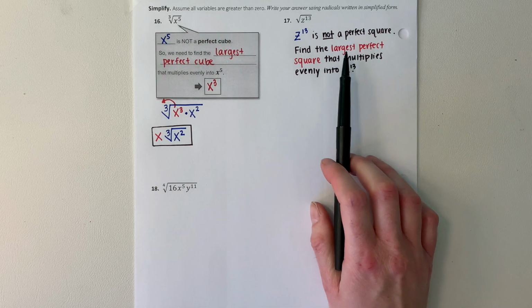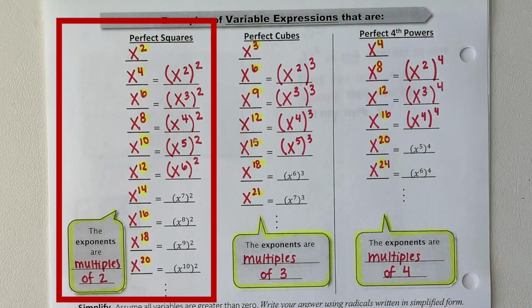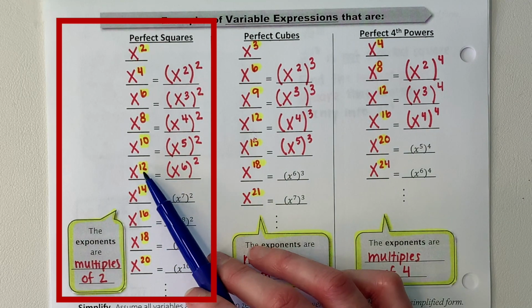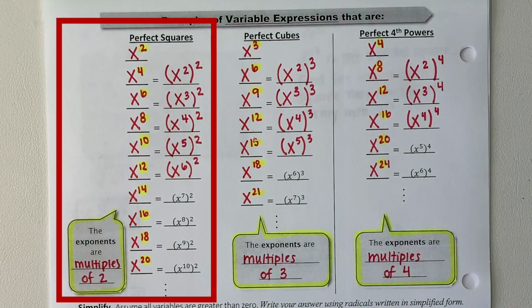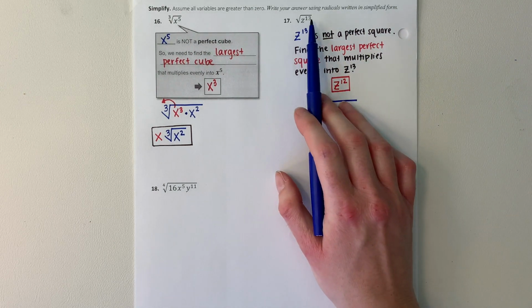So we need to find the largest perfect square that multiplies evenly into z to the 13th. Let's use our trick. So let's look at our list of perfect squares. And if we're looking for the largest perfect square that multiplies evenly into z to the 13th, we need to find the exponent as close to 13 as we can get, but it has to be less than 13. The exponent on this list that's as close to 13 as we can get, but less than 13 would be 12. So that means that z to the 12th is the largest perfect square that multiplies evenly into z to the 13th.